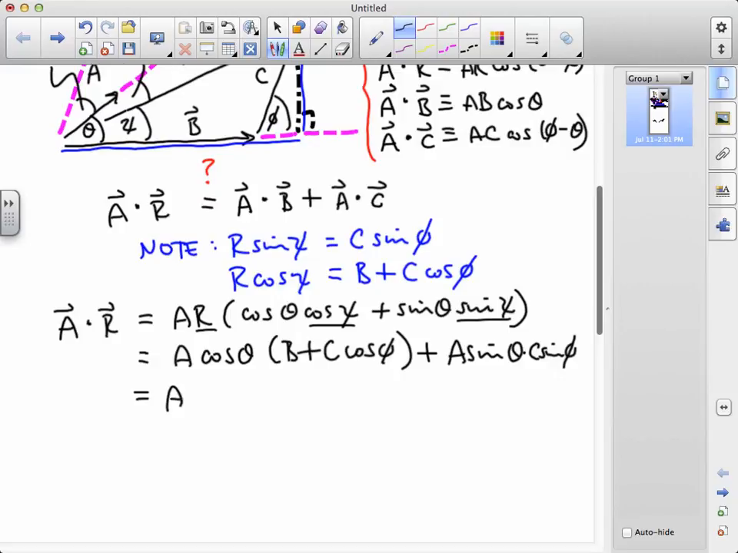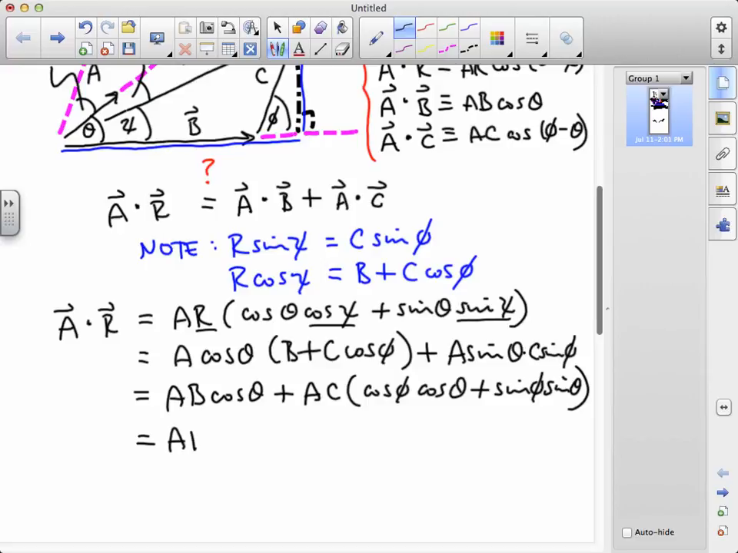We'll pull AB cosine theta out of the first term, and then group together AC cosine phi cosine theta plus sine phi sine theta. And that second term then becomes AC cosine of phi minus theta.